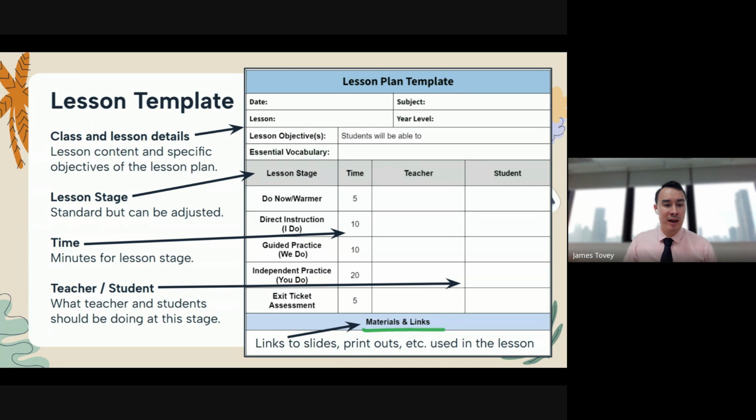And down here, you've got to have your links to your slides, your printouts, anything that's going to be used in the lesson, so that if you are away doing a visa run, absent for whatever other reason, someone can come in and substitute for you and be as effective as you would, or as close to as possible, in that lesson. All right, so that's a typical template.